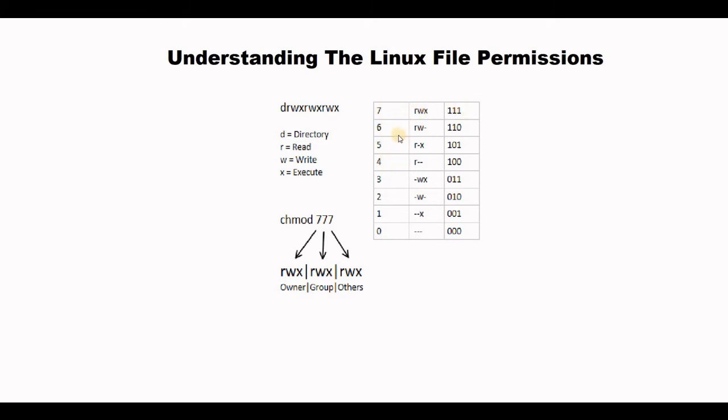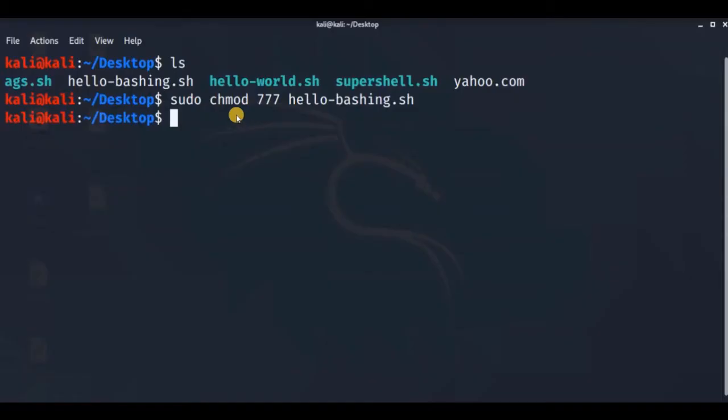If you want to use only read and write, you can do that, and if you want read only, you can use 444, which is read-only mode. Okay, so the chmod command along with the 777 option is used to make the script executable. Now let's see what we have in the script.